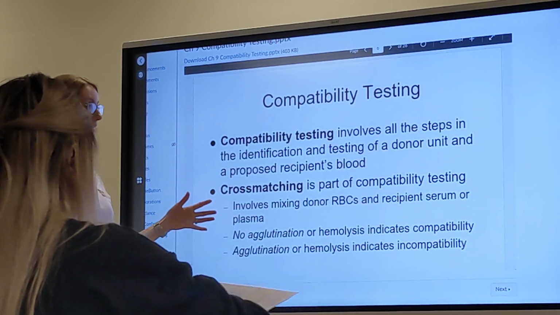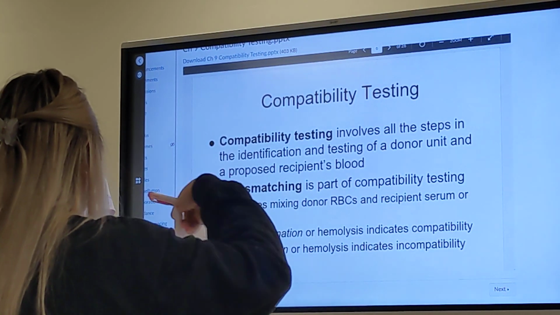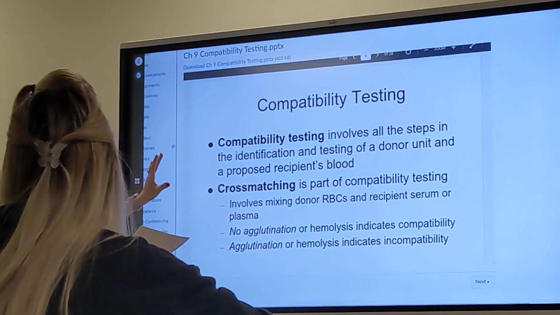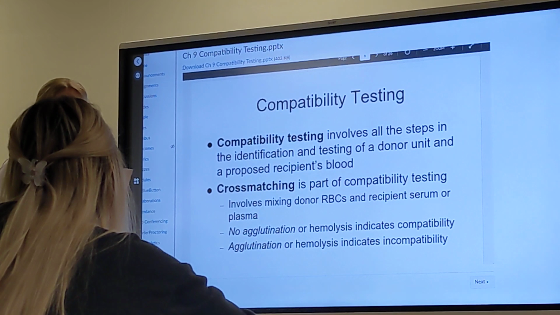Okay, compatibility testing is determining if the blood that you give your patient is going to be compatible. Okay, so first I want to talk about the history of blood transfusion.